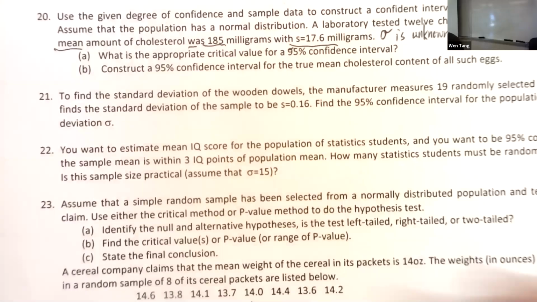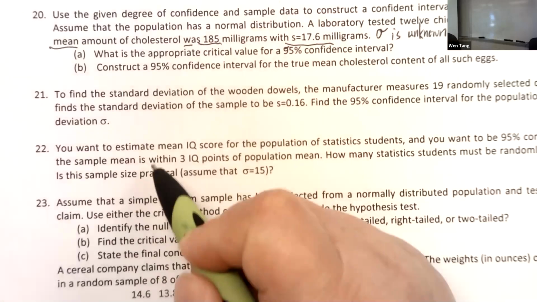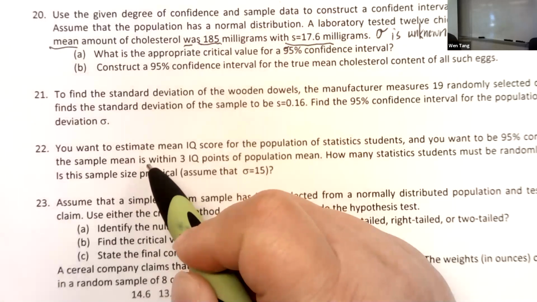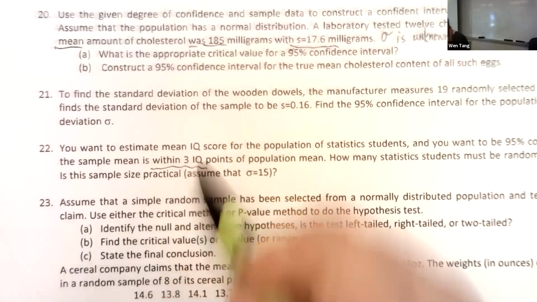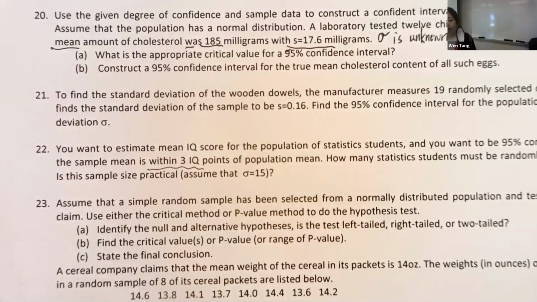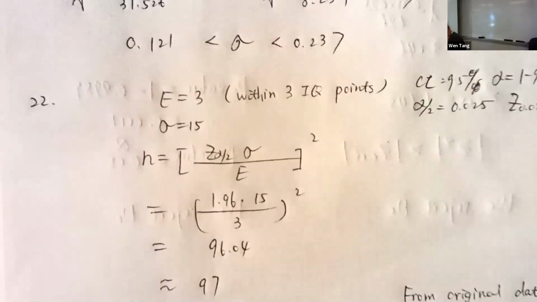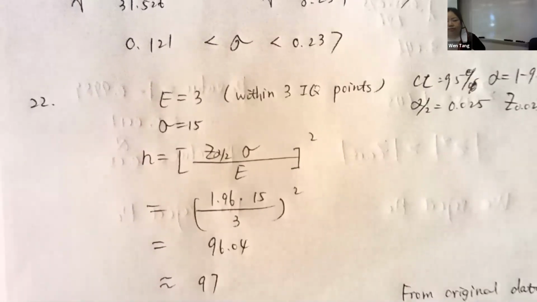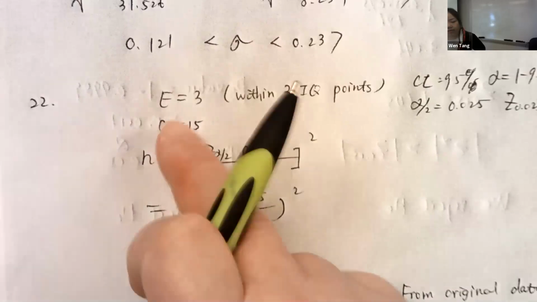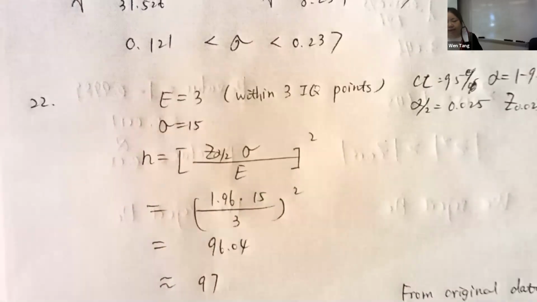Okay, so from the question, we know the sample mean should be within 3 IQ points. Within 3 IQ points means the maximum error is 3 IQ points. So we will say E here is equal to 3. So the maximum error is 3, and all of the error should be within 3. So that's our E value.